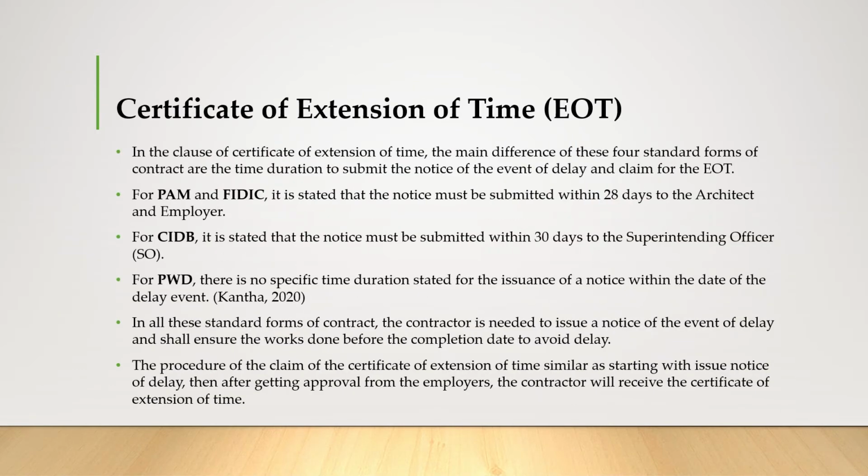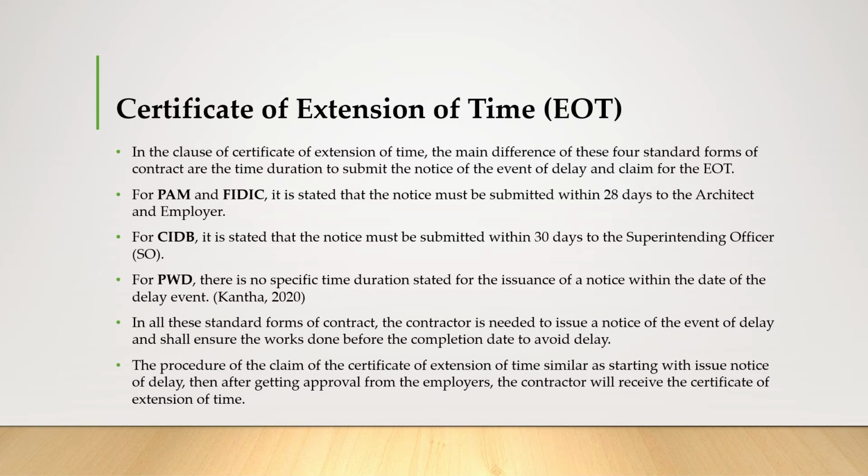So in the clause of EOT, the main difference of these four standard forms of contract is the time duration to submit the notice of the event of delay and claim for the EOT. For PAM and FIDIC, it is stated that the notice must be submitted within 28 days to the architect and employer. For CIDB, it is stated that the notice must be submitted within 30 days to the SO.